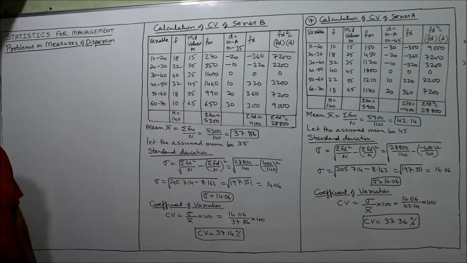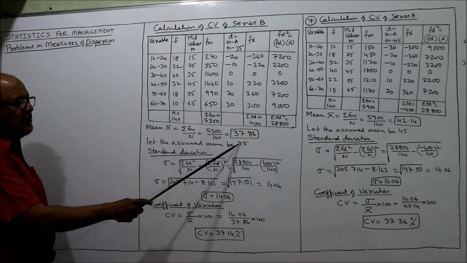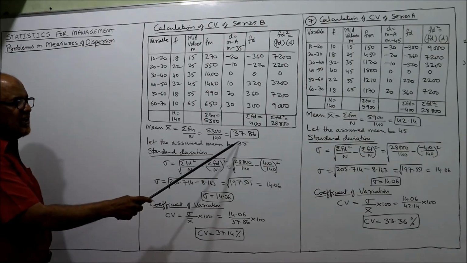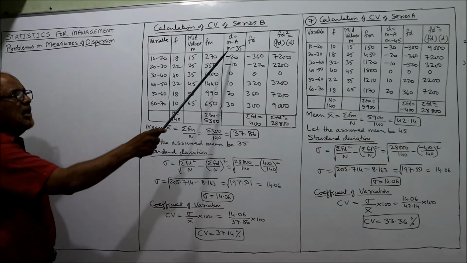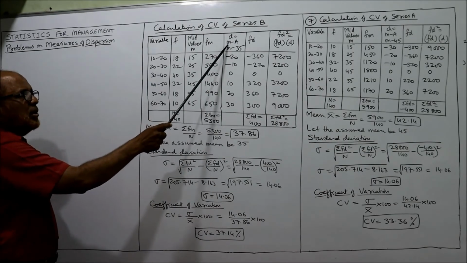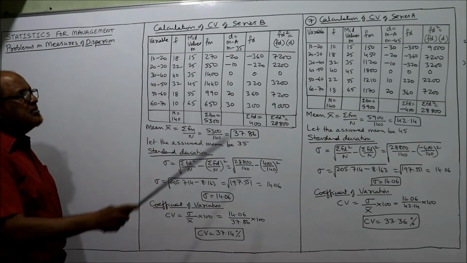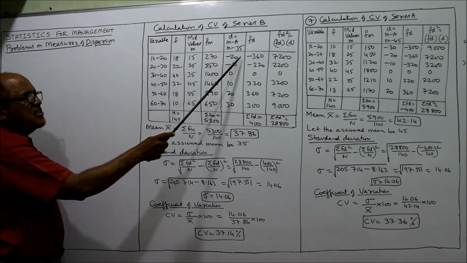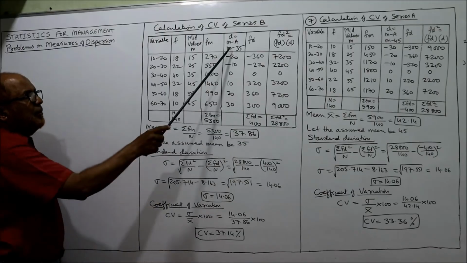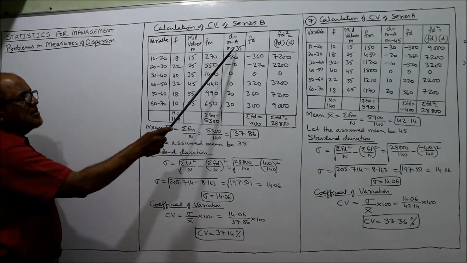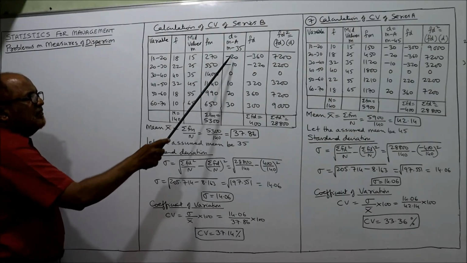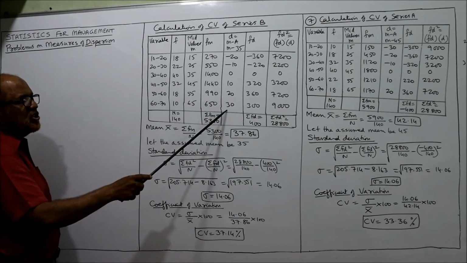So we make the assumed mean. Let the assumed mean be 35 because 35 is very near to 37. So now we take the deviations. D is equal to M minus A. M stands for mid value, A stands for assumed mean. Assumed mean 35. Mid values are here. 15 minus 35, minus 20. 25 minus 35, minus 10. 35 minus 35, 0. Like this, the deviations.